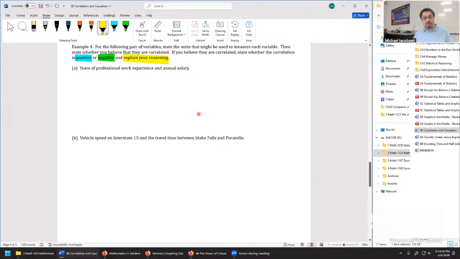So here's two just random scenarios. Looking first at part A, we have two variables, years of professional work experience, and the second variable is annual salary. So first thing we'll do is just put units on both. So for the first one, we can say years of work experience. Well, we have to say what the unit would be for this, and it kind of says what it is, right? Let's measure this in years.